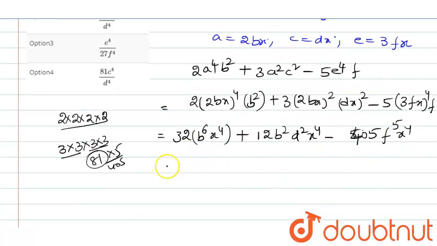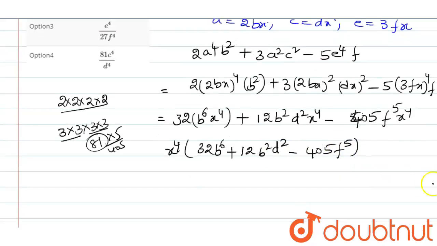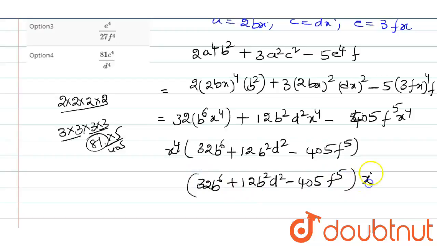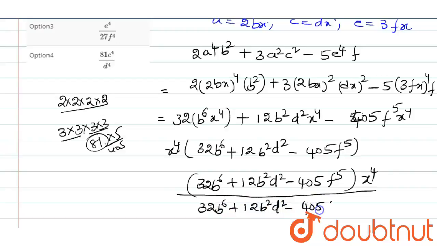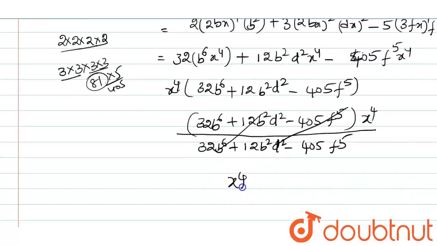Take x power 4 as common, so that 32 b power 6 plus 12 b square d square minus 405 f power 5. So the value of this equation is 32 b power 6 plus 12 b square d square minus 405 f power 5 into x power 4, divided by the denominator, that is 32 b power 6 plus 12 b square d square minus 405 f power 5. Here both numerator and denominator get cancelled, so we get the value of x power 4.